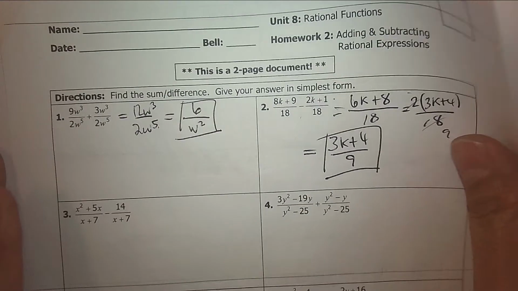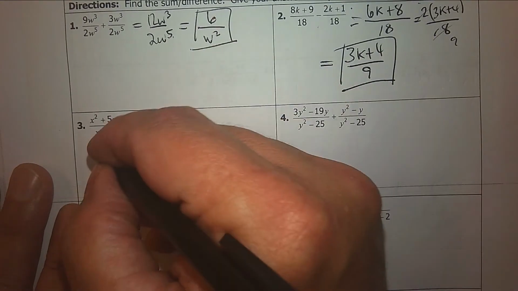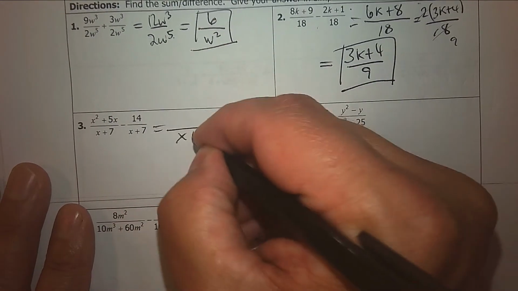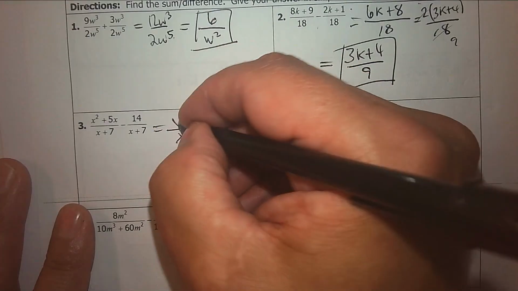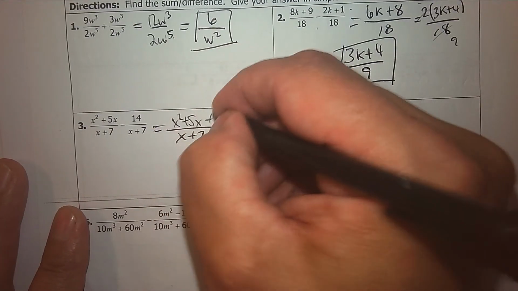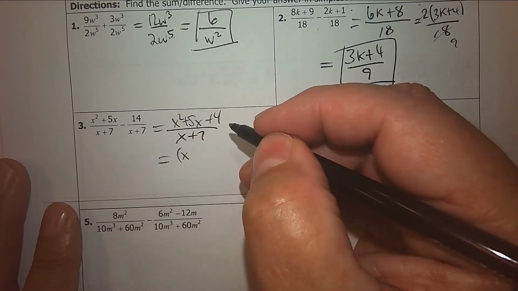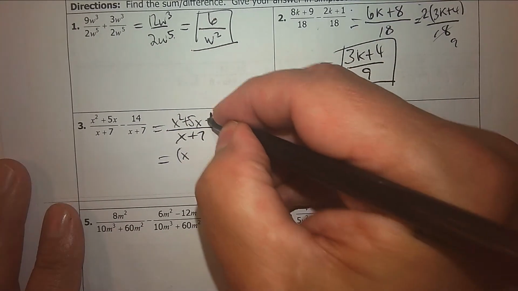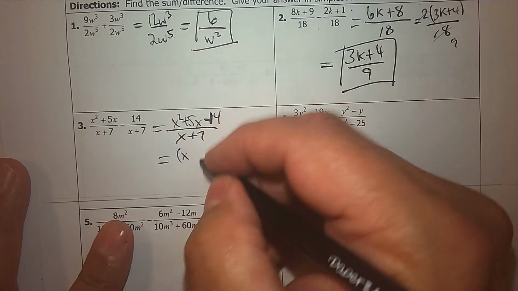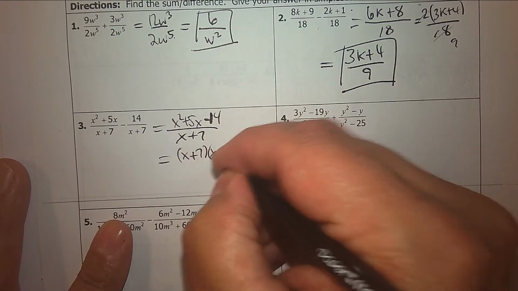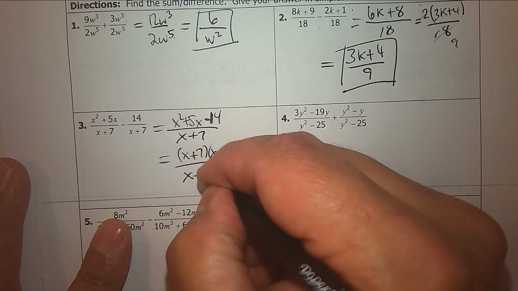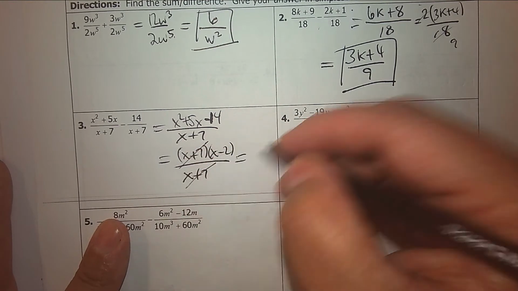Number 3, common denominator. Combine like terms. There are none. Just make sure you're subtracting. Factor. That's a 14, and that's subtracting. So plus 7 and take away 2. And you're left with x subtract 2.